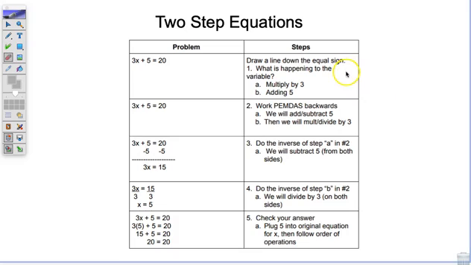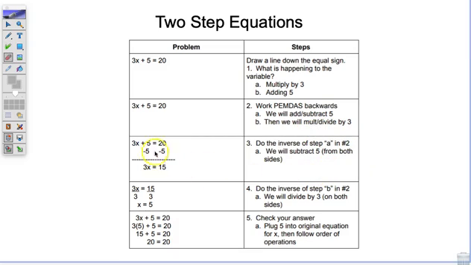We can still draw a line down the equal sign, dividing the equation into a left and right side. We will ask ourselves what is happening to the variable. Like in this one, you can see we're multiplying the variable times 3 and then adding 5. To begin solving, we will work PEMDAS backwards. We will either be adding or subtracting first, and then we will be multiplying and dividing. So let's take a look at our example.